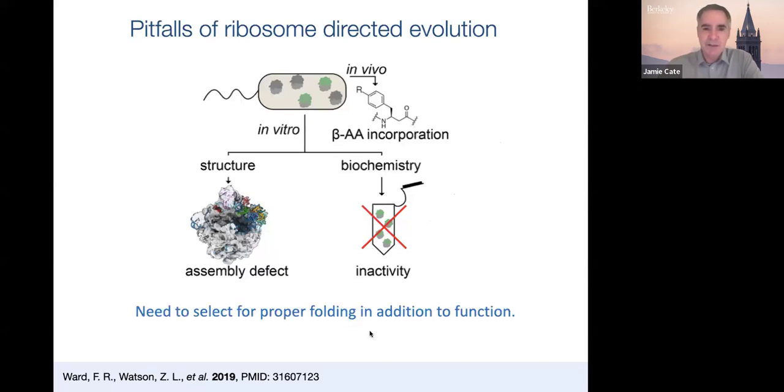So we need to select for proper assembly or folding of the ribosome in addition to function.